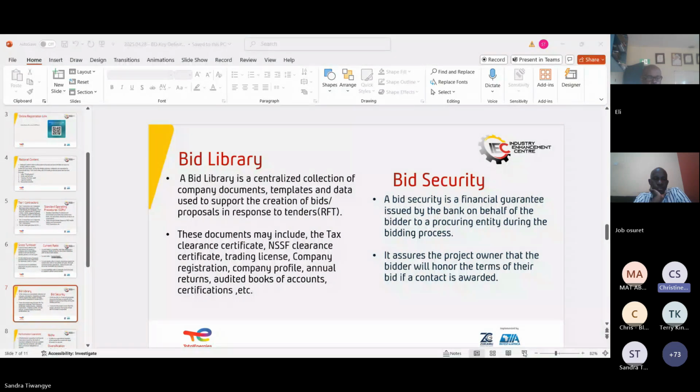but also the bid security is a financial guarantee issued by the bank on behalf of the bidder to the contractor or the procuring entity during the bidding process. So this provides assurance to the contractor or procuring entity that the bidder, the person applying for the bid, will honor the terms of their bid if the contract is awarded. So it's really a financial guarantee, and you usually have to get in touch with your bank to provide this kind of security to the contractor.